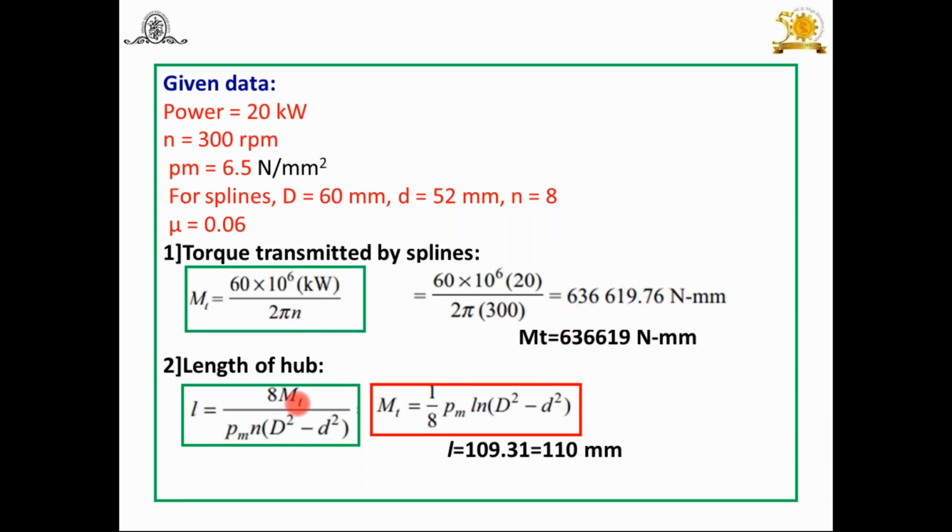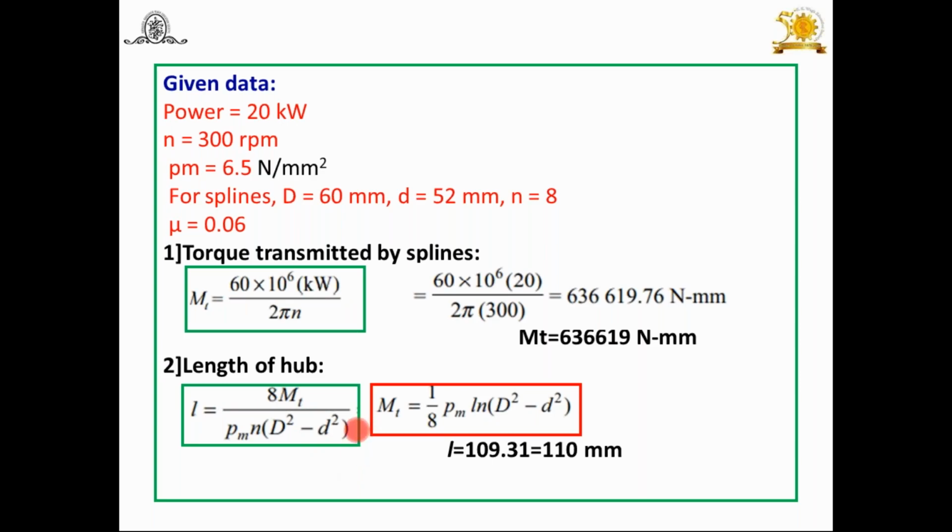Substitute Mt, then the pressure is also given here, 6.5. N, the number of splines, 8 is given. You can substitute 8. D, the major diameter, is given 60. Minor diameter 52. Substitute all these values here. So what you will get, length. You will get length is equal to 109, near about 110. It's very simple by using the power torque relation and the torque transmitted by the splines.